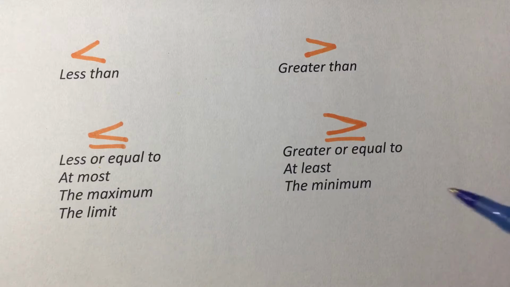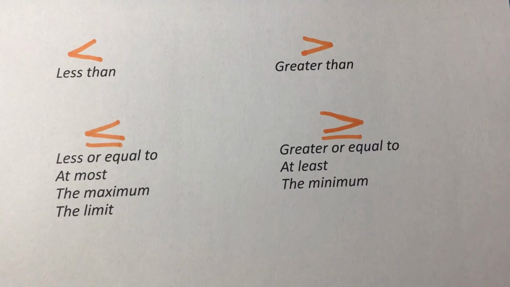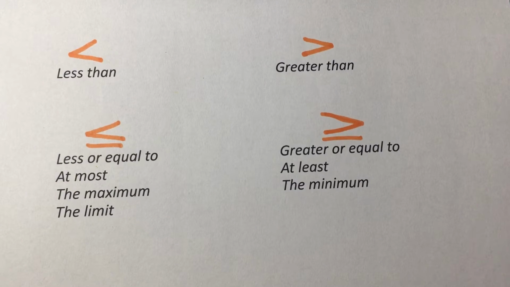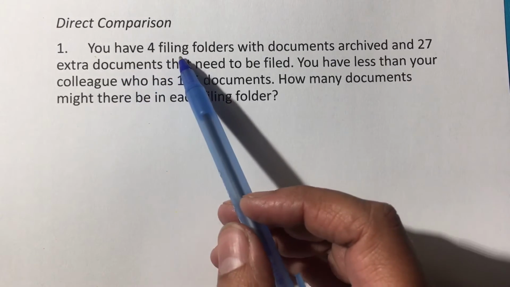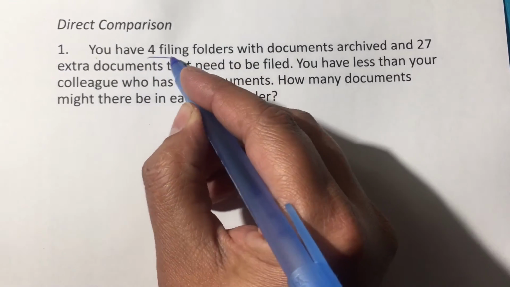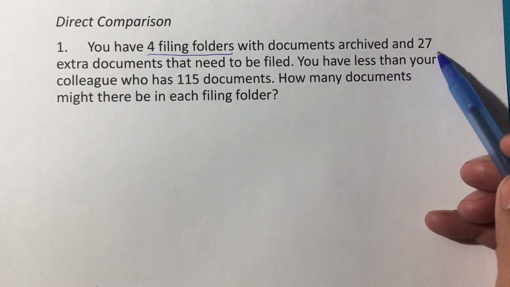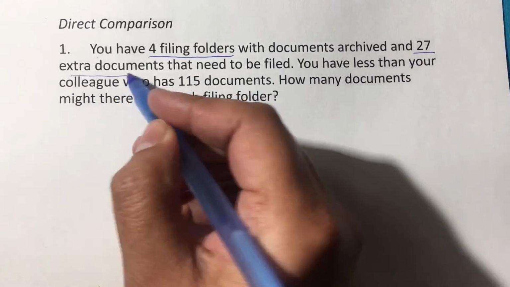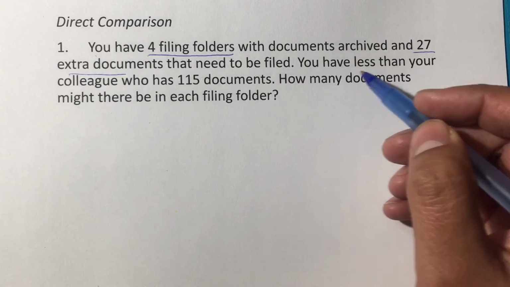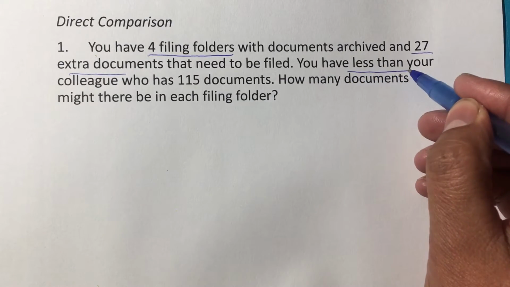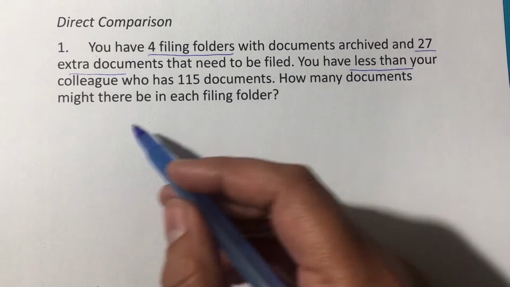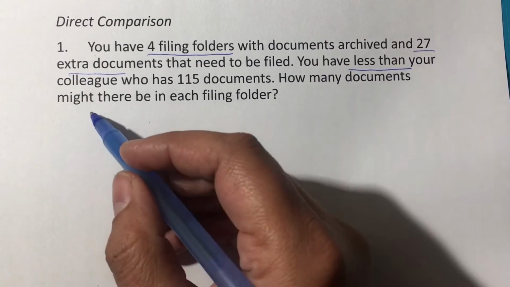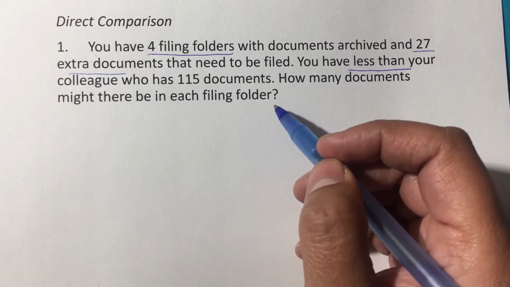These are going to be handy. If you can write them in a flashcard, that's going to be helpful so that you can see them as you do the word problems. Okay, and here, direct comparison. It says you have 4 filing folders with documents archived and 27 extra documents that need to be filed. You have less than your colleague who has 115 documents. How many documents might there be in each filing folder?